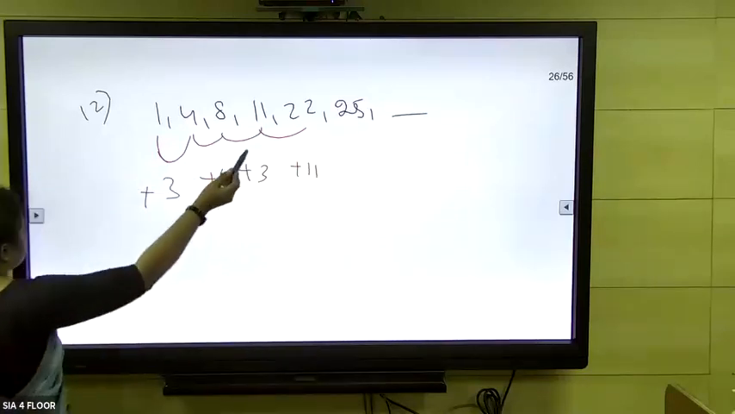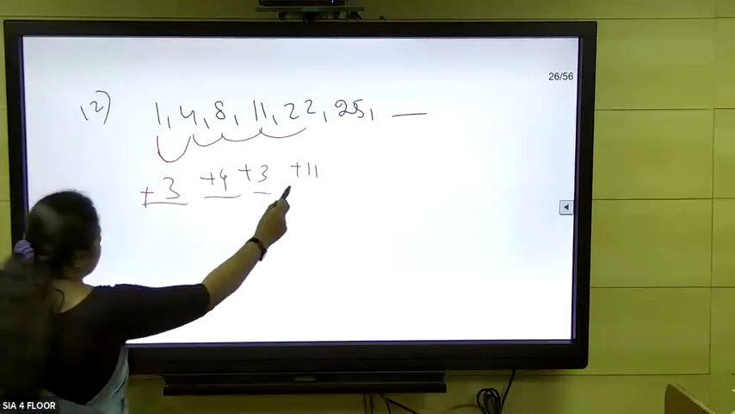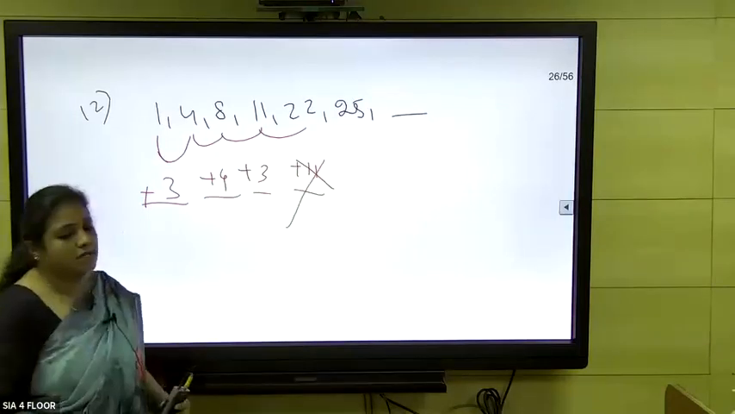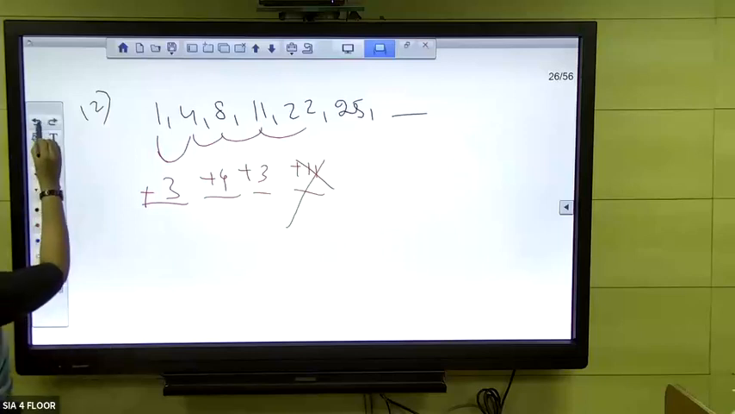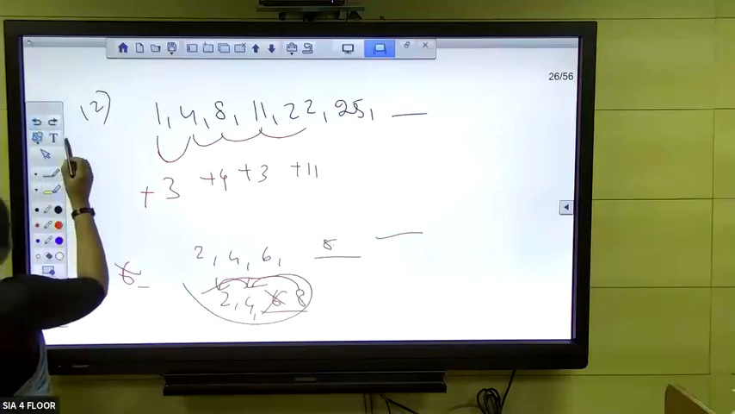Anyway, the logic breaks here. 3, 4, 3, here itself the logic breaks. So which means it has some other way of doing, not this.